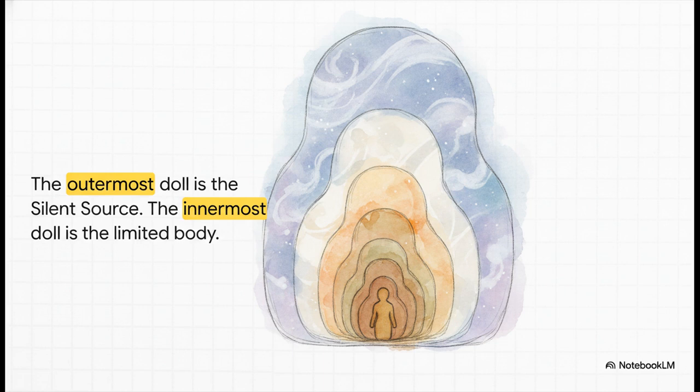In this outward view, the biggest, outermost doll that contains everything is the infinite source, the silence itself. And your physical body? Believe it or not, that is actually the tiny innermost doll. It's the final end product. It is literally the most condensed, rigid form of energy there is.